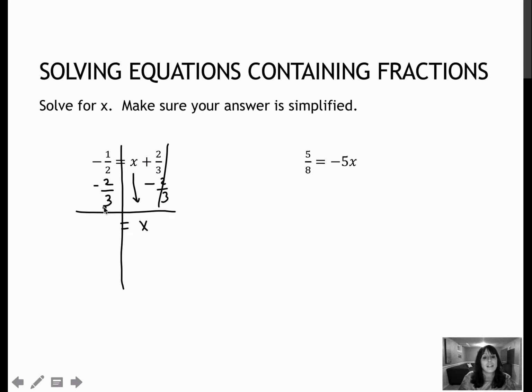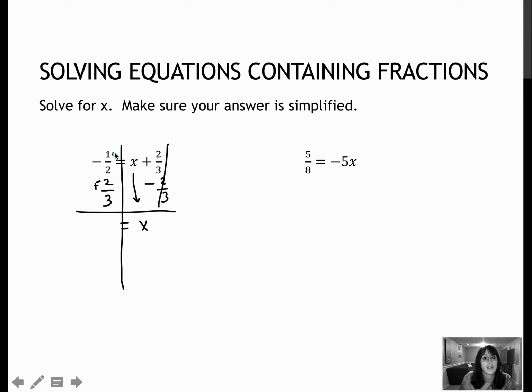On this side, I have -1/2 minus 2/3. So I have a lot going on. I have two fractions with not a common denominator, and I've got two negatives. First thing I'm going to do is say that this is a negative, and then I'm going to keep flip change. So I'm adding two negatives together. So I know it's going to be a larger negative. And then I'm also going to change them to a common denominator.